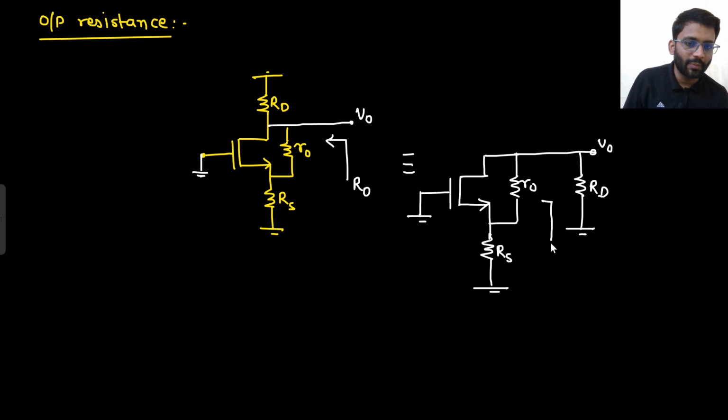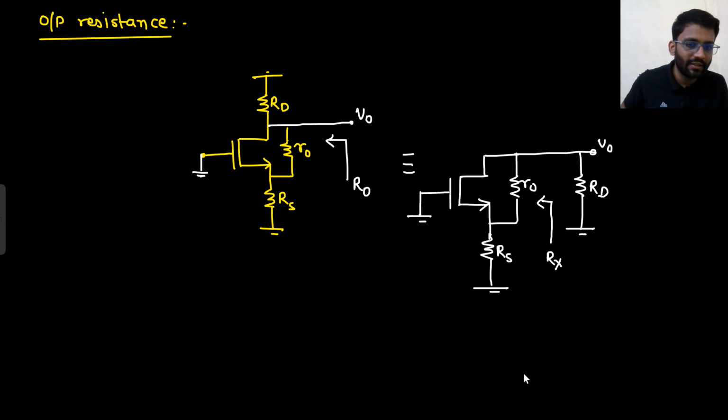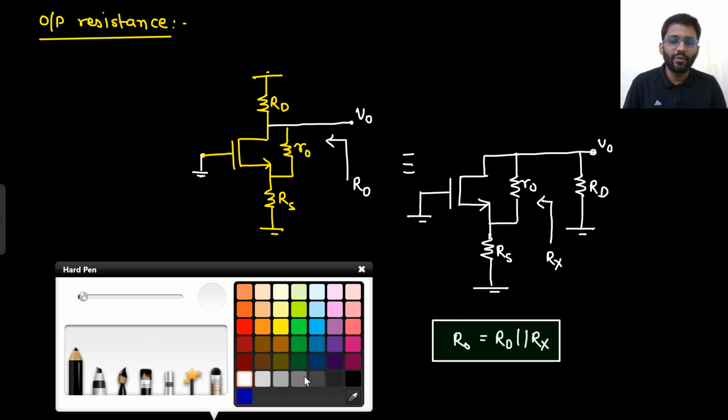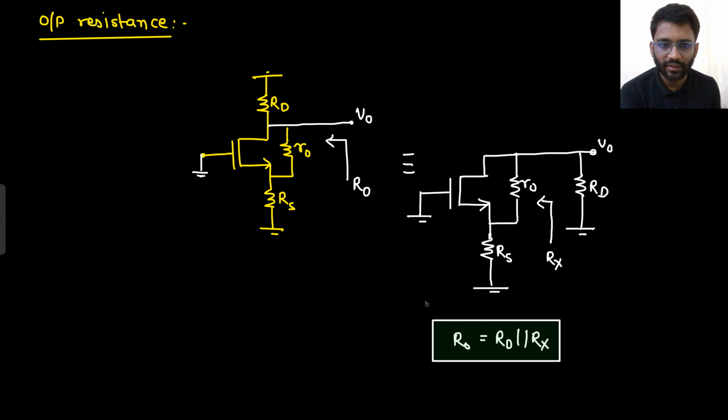And from V note to ground, you see one more resistance, that is this RX. Look, this much of configuration is providing me RX resistance. I am assuming that this resistance is RX. So what will be my final output resistance? That will be RD parallel with RX. Now my target is to find the RX value. Did you understand? From V0 to ground, I see RD, and I also see RX, but I don't know what RX is, but that I can find. What is my RX? I guess I can go with this circuit only.